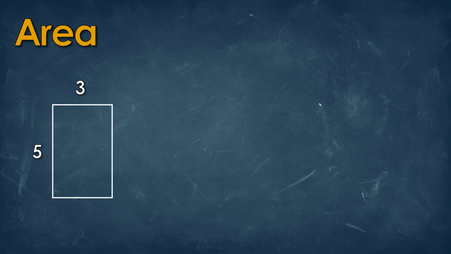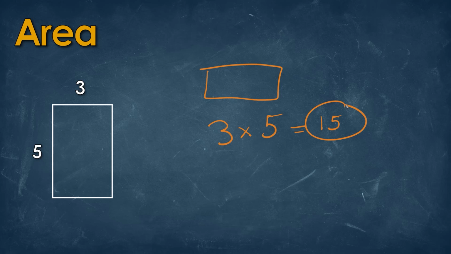Now what about this object? Well, this object is a rectangle, right? It is, so we can actually figure this out. And if we do our simple trick, which is multiplying the two sides, 3 times 5 is equal to 15, and that is our answer.